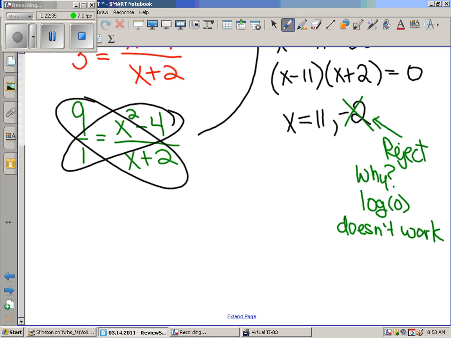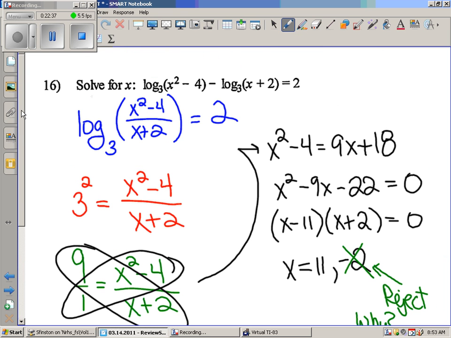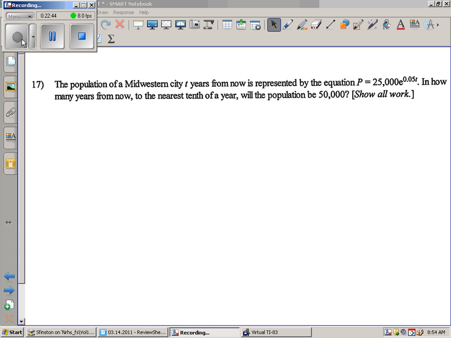Does the 11 work? Yeah, 11 squared minus 4 and 11 plus 2. We got positive numbers in there. We're good. There is no formula for this one. If there's a formula needed, I'll pretty much give it to you.